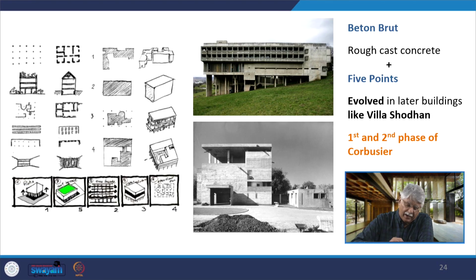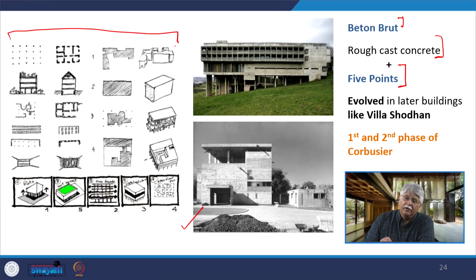So what do we have? If we look at, say, the Shodhan house that he did, it is basically a combination of Béton Brut or rough cast concrete along with the 5 points of a new architecture that he had evolved earlier. So you find in Villa Shodhan the pilotis, the free plan, the free facade, the extensive use of openings instead of ribbon windows, and you find that the entire building is a brutalist building. So he has combined the first and second phase of his architecture in these works.